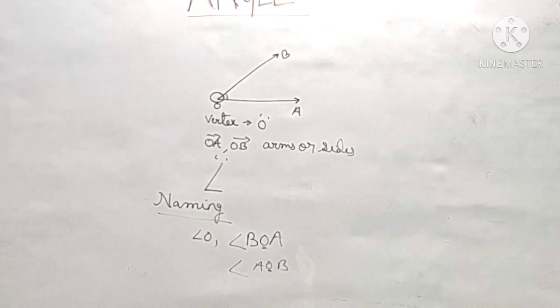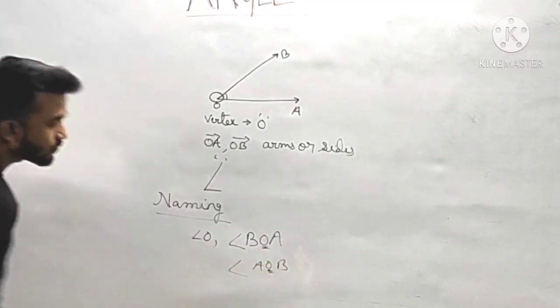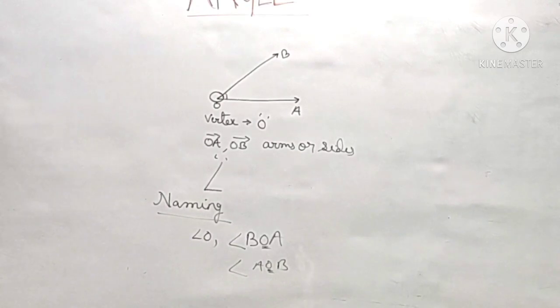In BOA, you see that O is the vertex, OA is one arm, and OB is the other arm, but O is the vertex. That's why I have written O in the middle. So I hope you have got how we write the name of an angle.